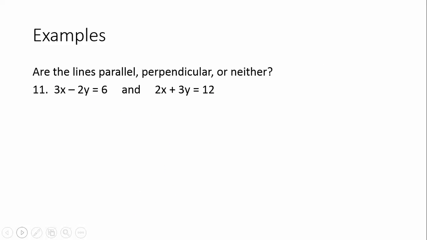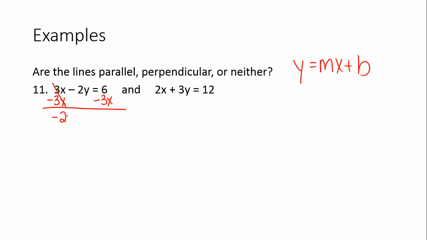If you'd like to pause the video here, try this one on your own. We need to solve these equations so that they are in slope-intercept form. So for number 11, we're going to subtract 3x to the other side. That gives us negative 2y equals negative 3x plus 6. We're going to divide everything by negative 2.